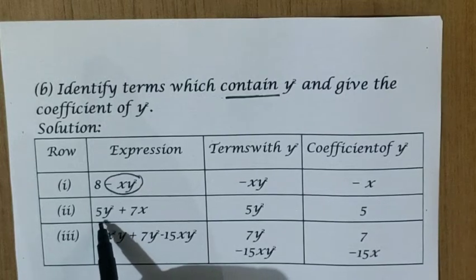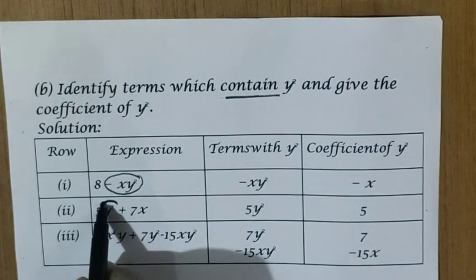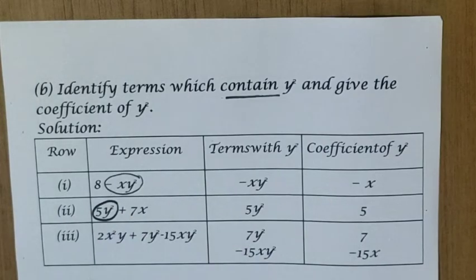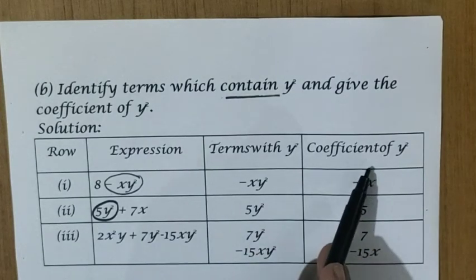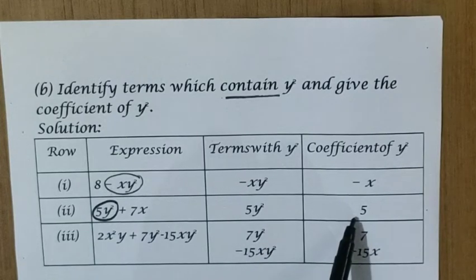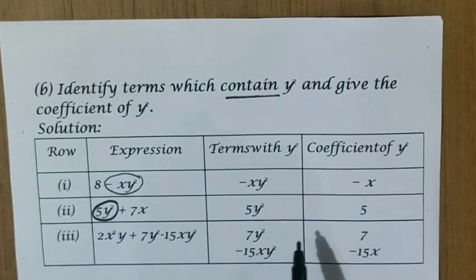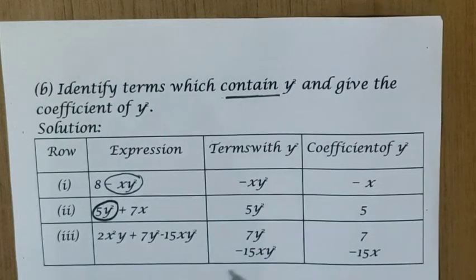Now similarly 5y square plus 7x. Which term is having y square? First term 5y square only. Here no y square, right? So the term with y square is 5y square. Now what is the coefficient of y square? Other than y square, what is the number here? 5 only. So 5 will be written here. Since there is no variable also, only 5 is there. So 5 only we have to write.